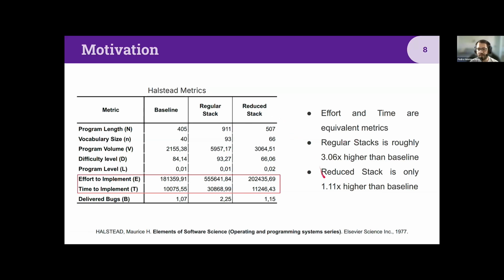And the reduced stack is only 11 times higher than the baseline. So it would take much more time than the baseline to implement. So this is what we're trying to do. We are abstracting and facilitating the development of applications, providing a framework that makes FPGA acceleration easier.